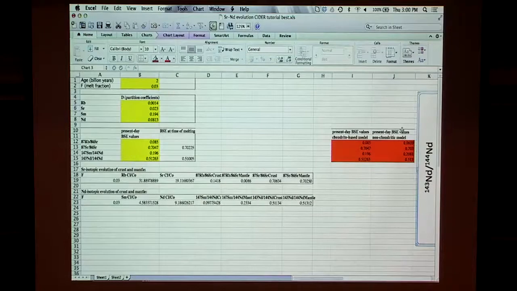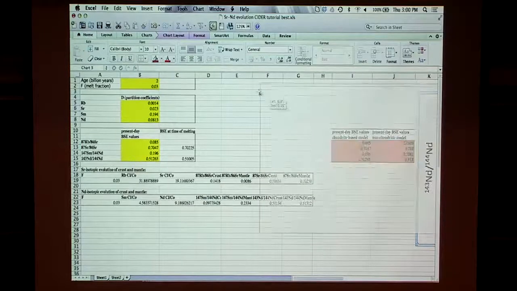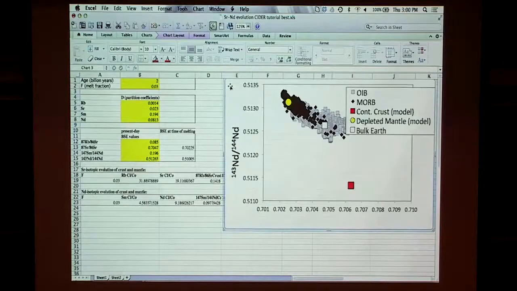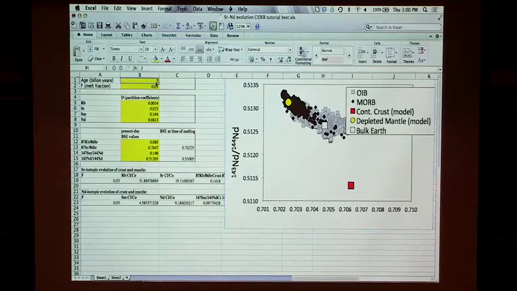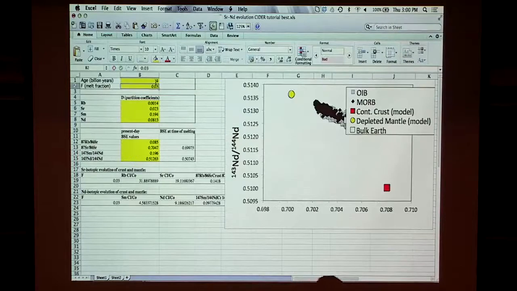Okay, so let's see what happens when you change the timing of differentiation. So let's say that differentiation happened 4 billion years ago instead of 2 billion years ago. Isotopic differences become more dramatic. The melt extraction was the same in this case, but you've simply given the depleted mantle reservoir more time to ingrow 143/144.